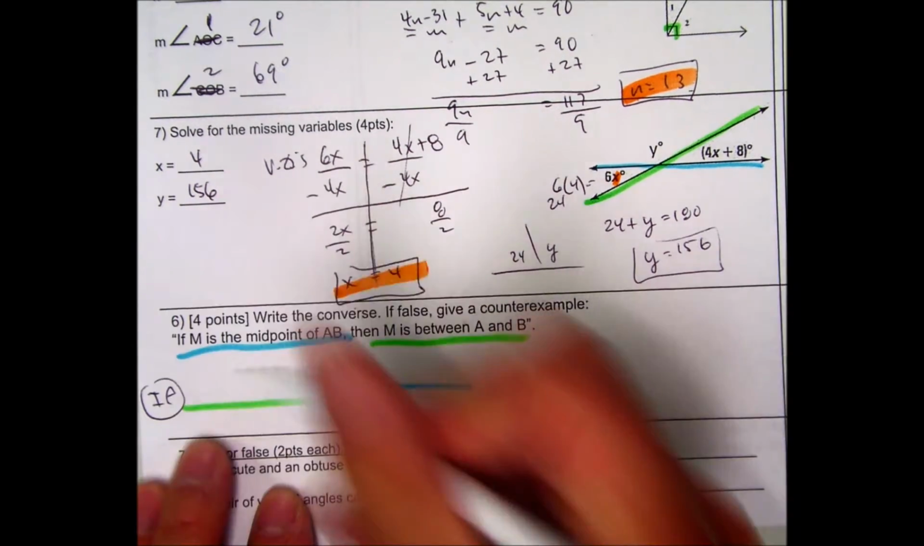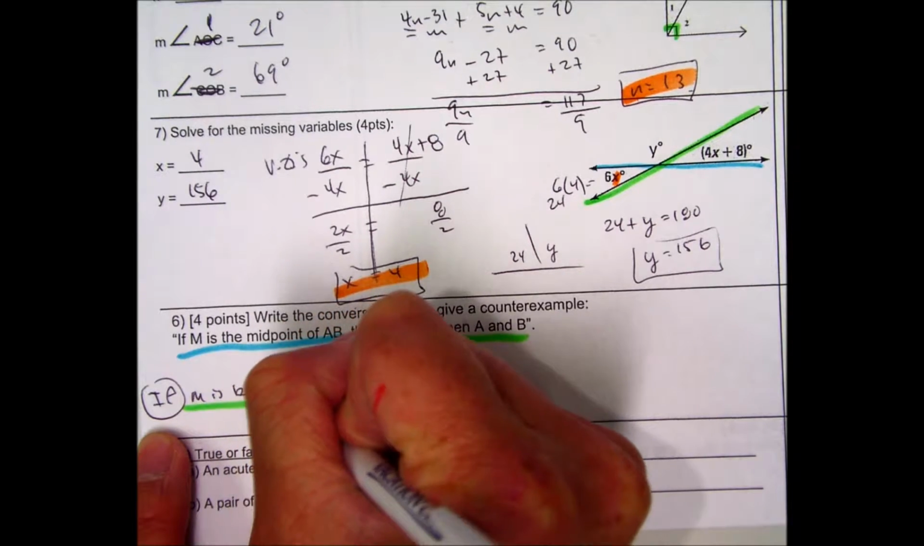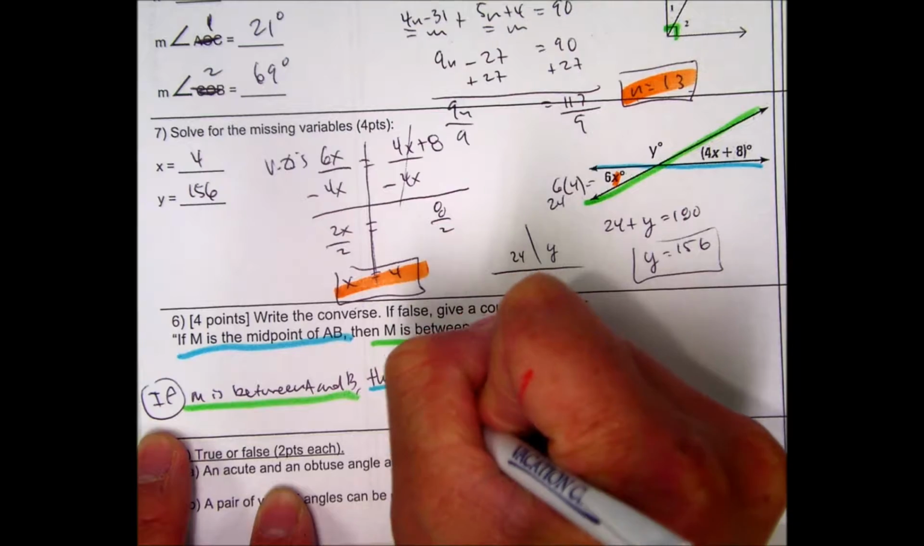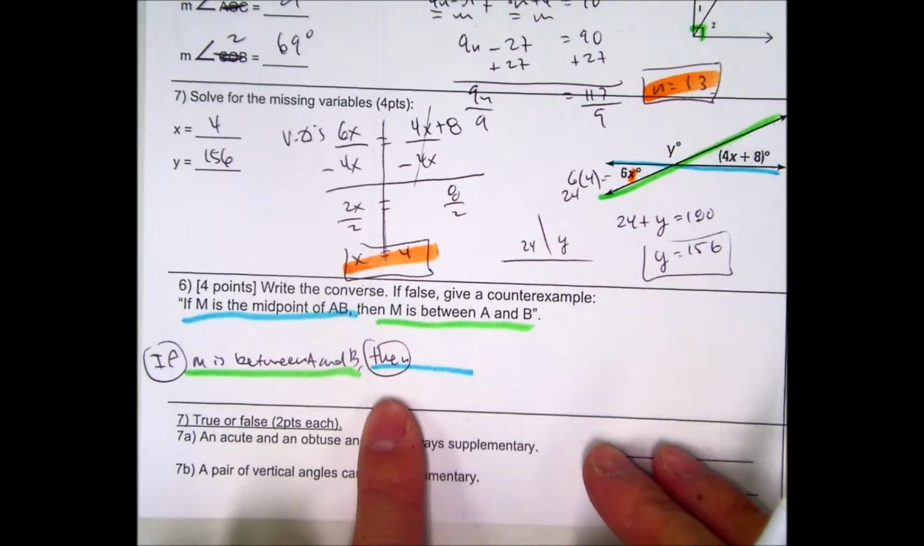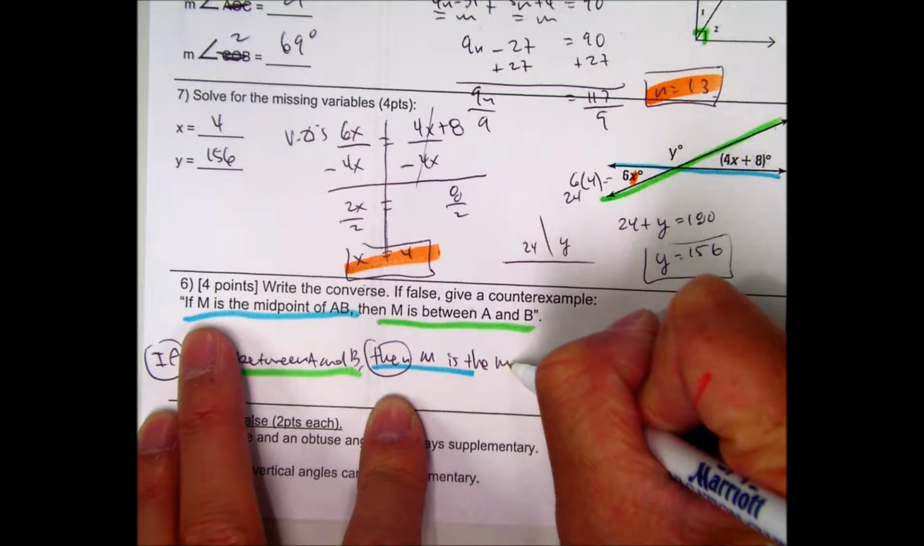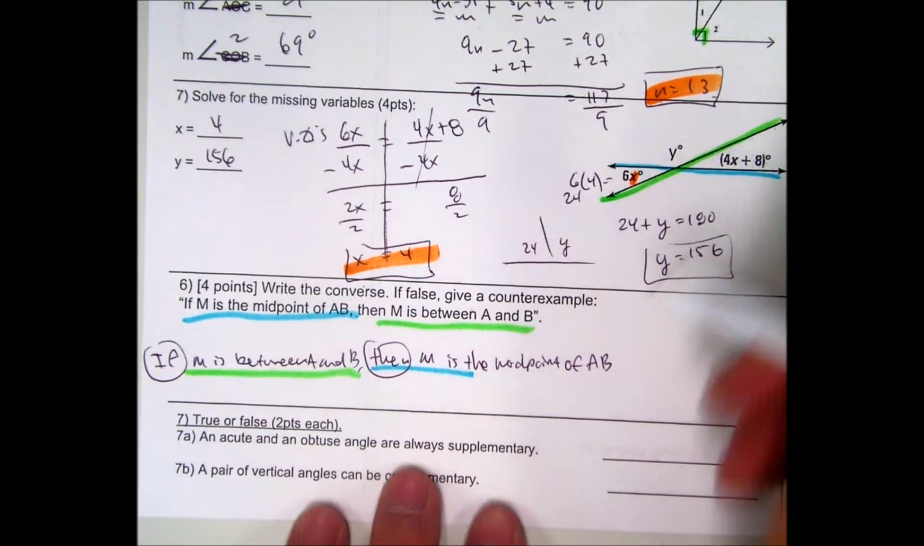Keep the word if. M is between A and B, then you keep that part, right? M is the midpoint of AB.